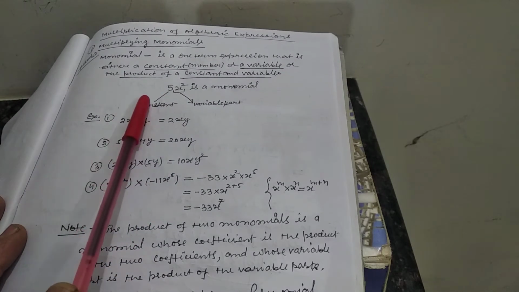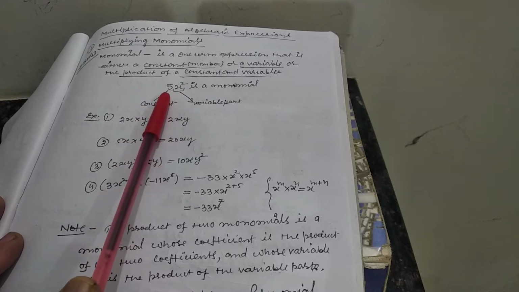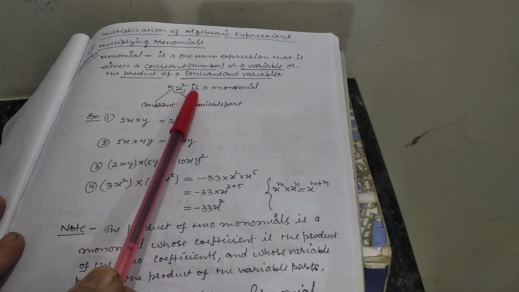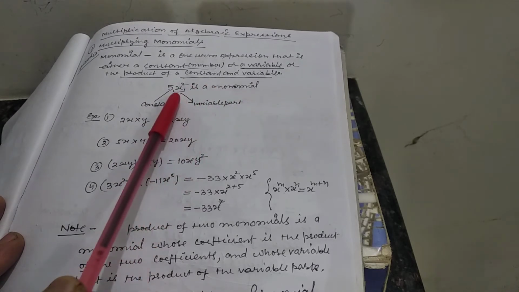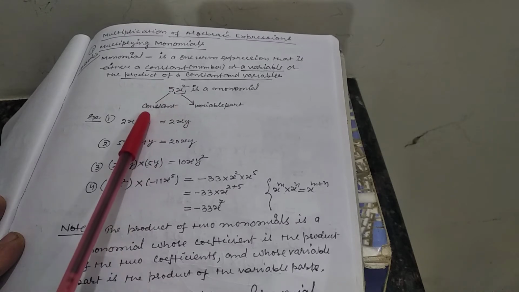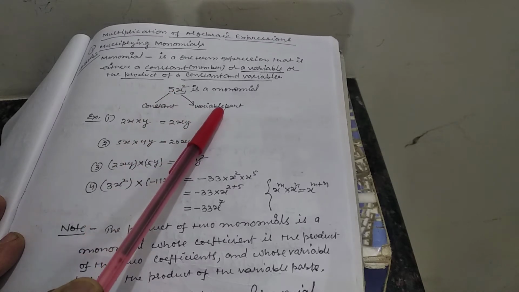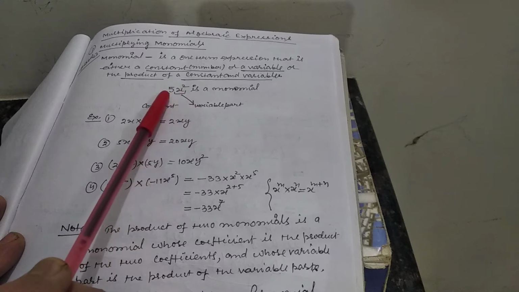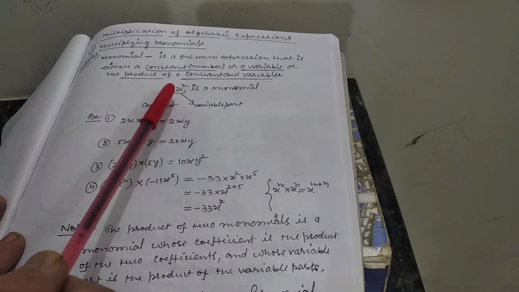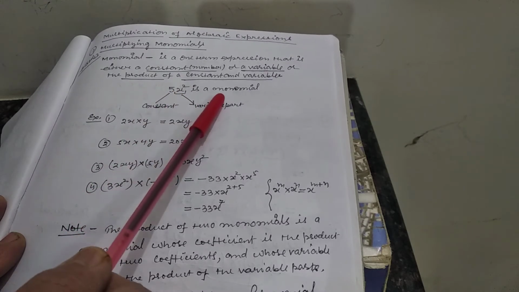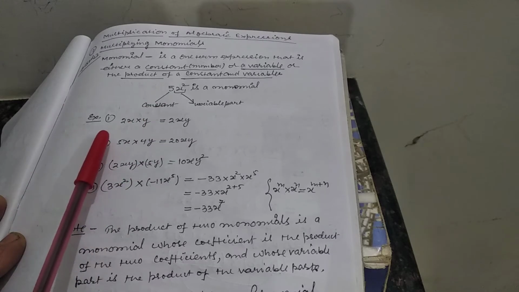So now if we take the example of this, 5x square, 5x square is a monomial which includes 5 as a constant, x square as a variable part, and the product of this constant and variable, that is 5x square. This is also a monomial.